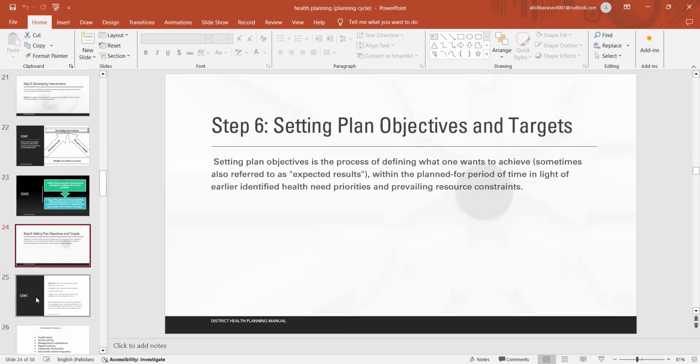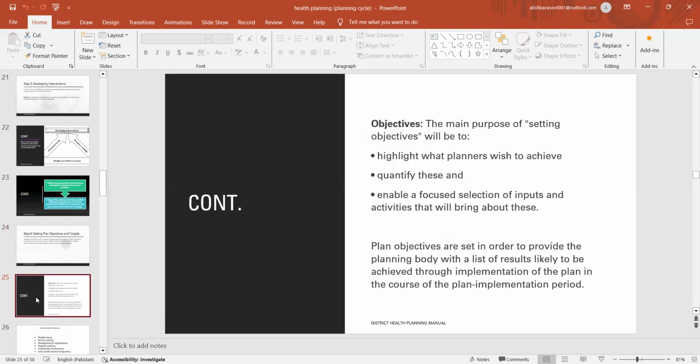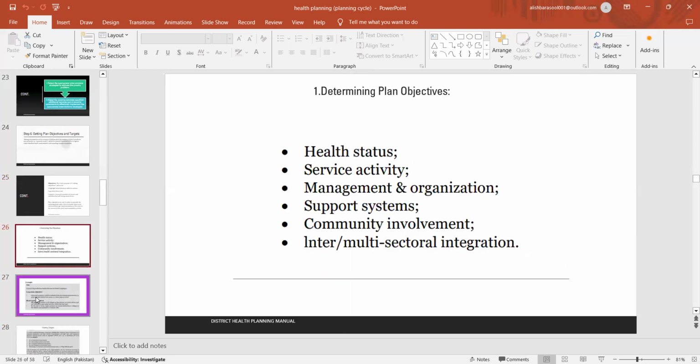Step 6. Setting the plan objectives and targets. Setting the plan objective is the process of defining what one wants to achieve, sometimes also referred to as the expected results, within a planned period of time in light of earlier identified health need priorities and prevailing resource constraints. The main purpose of setting objectives will be to highlight what planners wish to achieve, quantify these, enable a focused selection of input and activities that will bring about these. Plan objectives are set in order to provide the planning body with a list of serious results likely to be achieved through implementation of the plan in the course of the plan implementation.